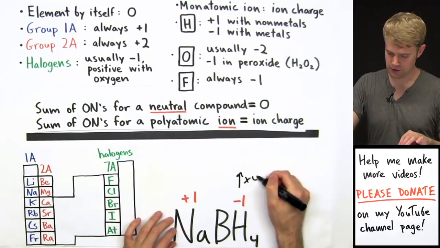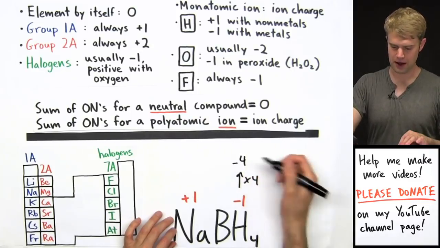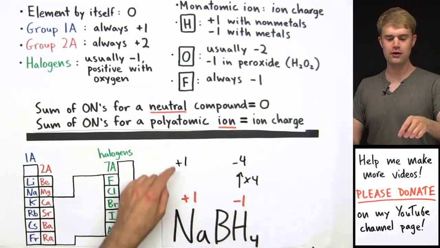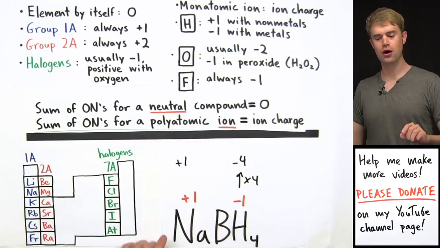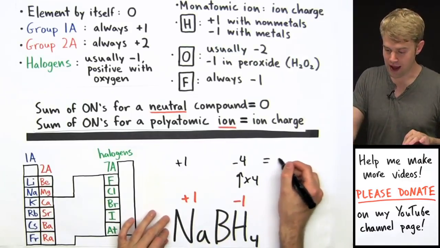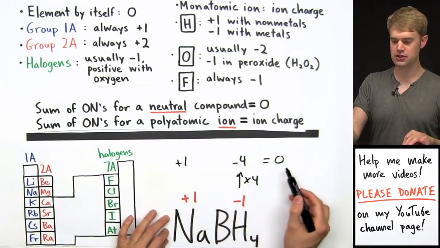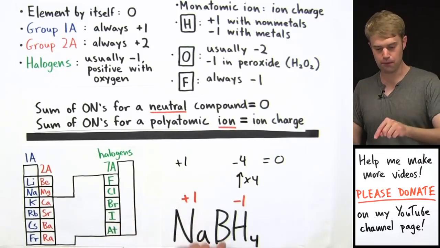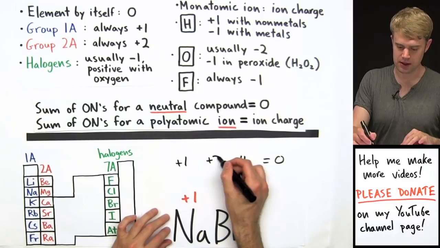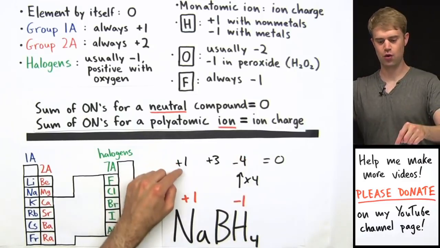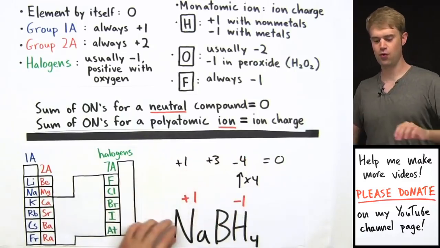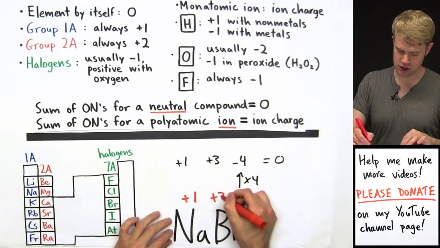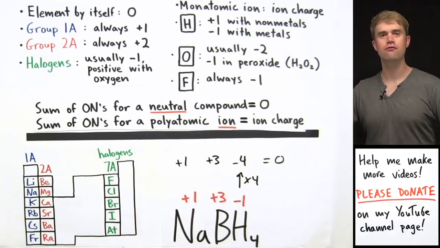Now we'll do the multiplication. -1 times 4 gives us -4. +1 from the sodium. What is boron's oxidation number going to be? Whatever it is, it's going to add with the other numbers to make 0 because this is a neutral compound without a charge. So boron's oxidation number is going to be +3. +1 plus 3 minus 4 equals 0, an oxidation number of +3 for boron here.